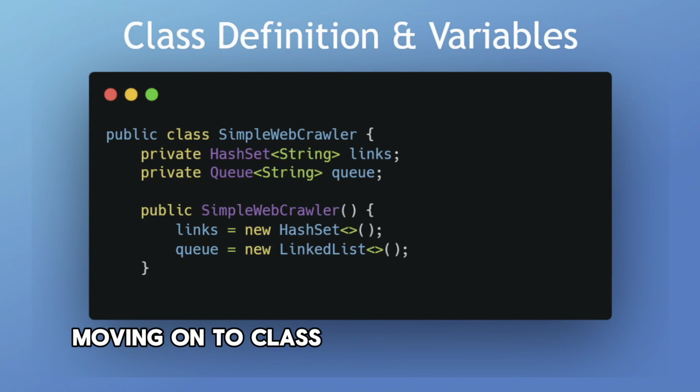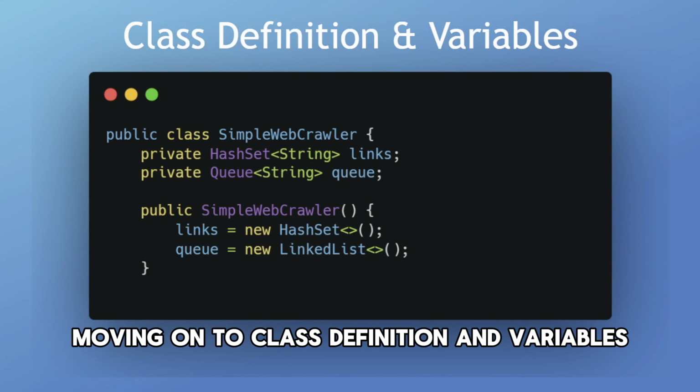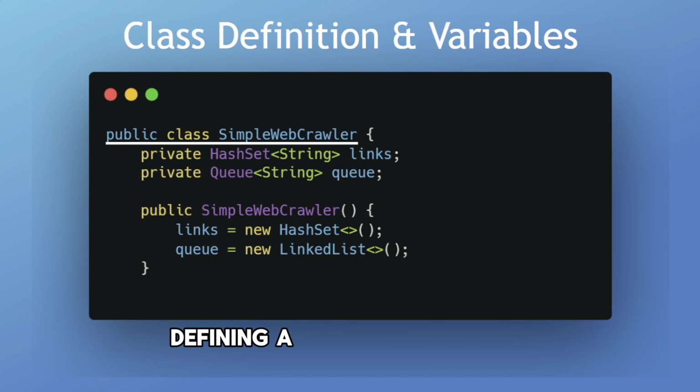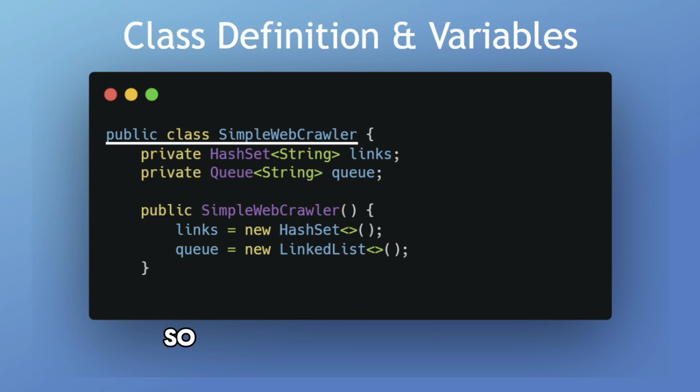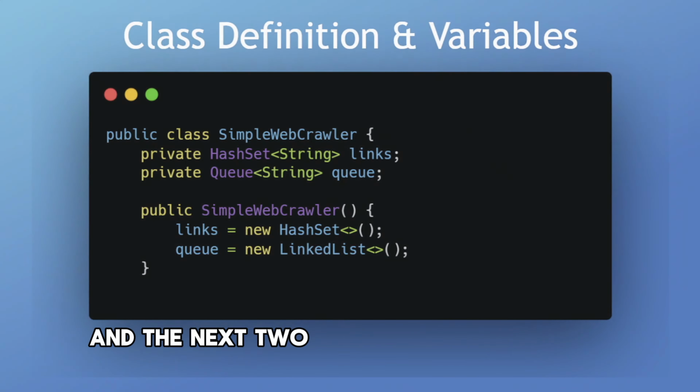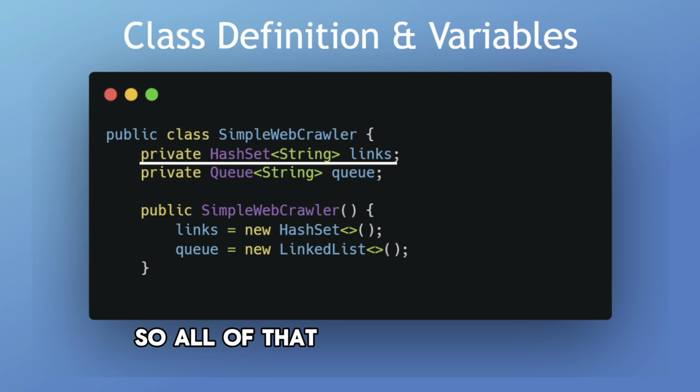Moving on to class definition and variables, with the first line defining a public class named SimpleWebCrawler. A class in Java is a blueprint for creating objects or instances. So think of this as an object where we're defining variables. The next two lines are private fields, where HashSet<String> defines links. That is a data structure in Java that implements a set, a collection that does not allow duplicate elements, specifically for a string value.